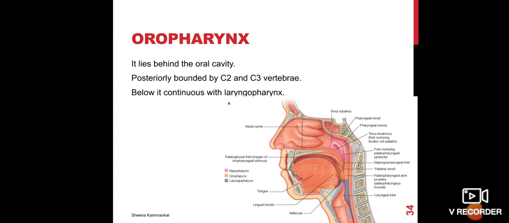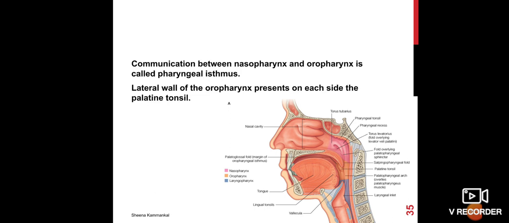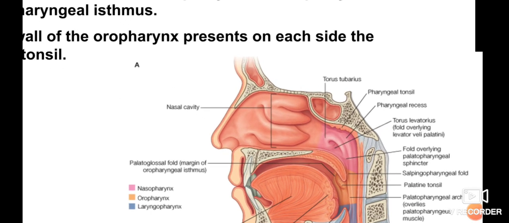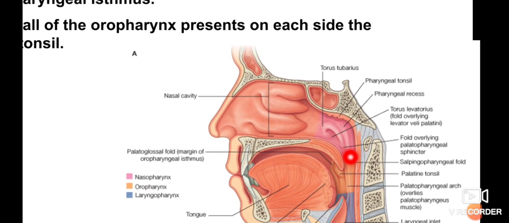Next we can move to the oropharynx. The oropharynx is a part of the pharynx that lies behind the oral cavity. Posteriorly it is bounded by the second and third vertebrae. Below it is continuous with the laryngopharynx. Now the communication between the nasopharynx and oropharynx is called the pharyngeal isthmus. So the pharyngeal isthmus is the junction between the oropharynx and nasopharynx.